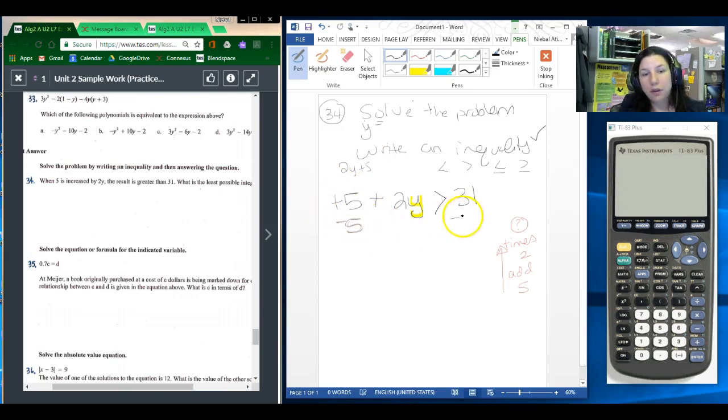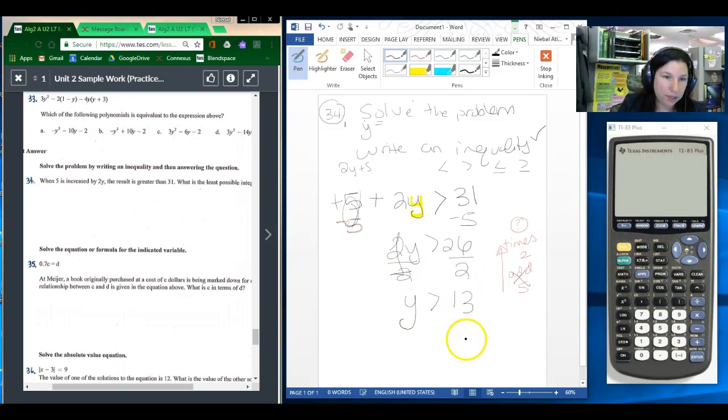You have to do it on both sides to maintain this statement. 5 minus 5 is 0. So I'm left with 2y is greater than 31 minus 5. Okay, so that undoes this step. Now I need to undo the multiplying by 2. We undo multiplying by dividing. They're inverse operations. 2 divided by 2 is 1, and 26 divided by 2, I get 13.